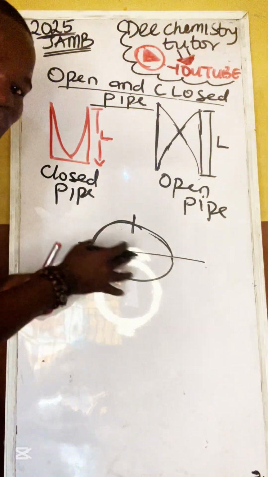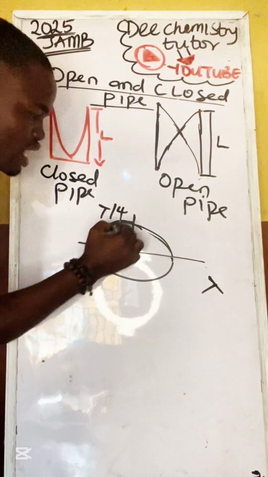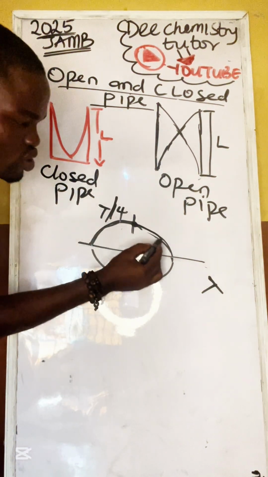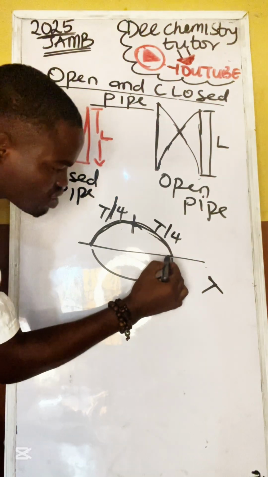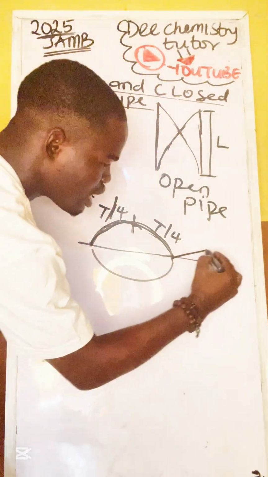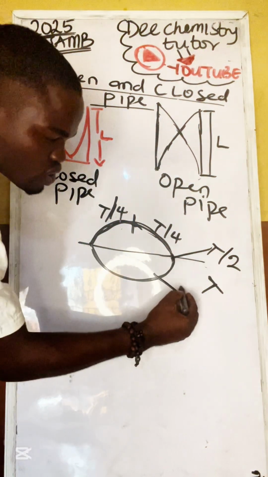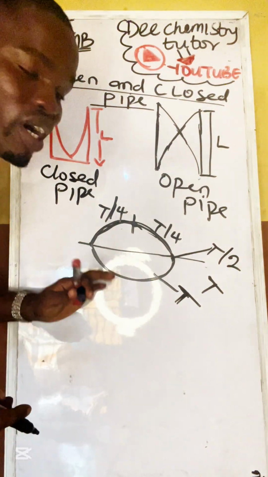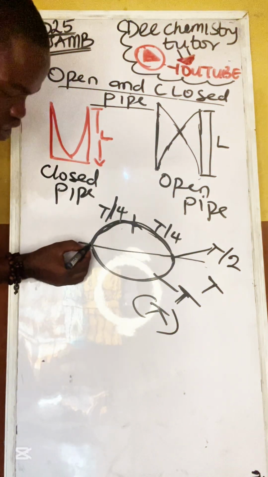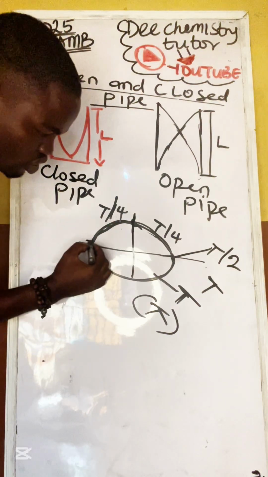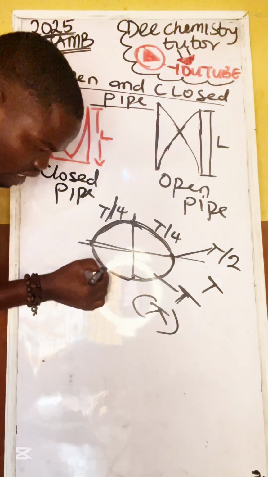That means if I assume that the whole of this is a lambda, from here to here is lambda over 4. You would agree with me? Lambda over 4. From here to here is also lambda over 4. This is half, so if I go like this, that will be lambda over 2. Then if I have a full cycle, this is actually lambda. In a proper case we talk about this being pi, but for this case I'm assuming that this is lambda. So you can see that if I divide this into 4, this is lambda over 4, lambda over 4, lambda over 4, lambda over 4.